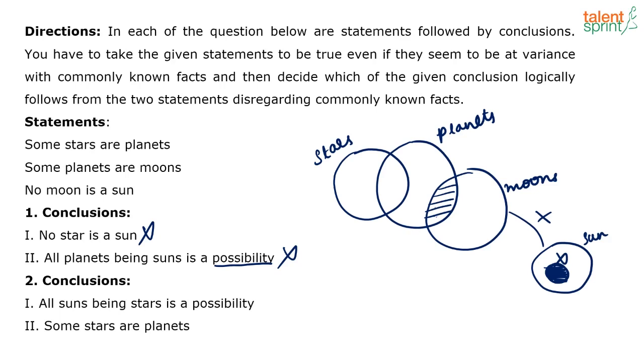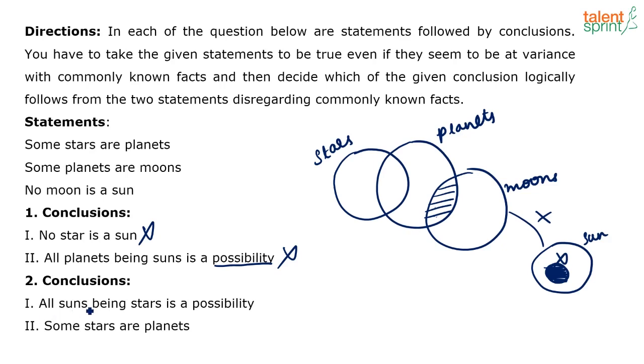Assume that this conclusion is true and then check. Now, if I assume this conclusion to be true, what will happen? This planets set comes under this set sun. But this cannot happen in any case because we know that some planets are moons. There is overlapping between the set moon and the planet. Now, these planets which are moons can never be sun because no moon is sun. So this conclusion too does not follow. So in this first set of conclusions, both the conclusions don't follow. I hope it is clear.